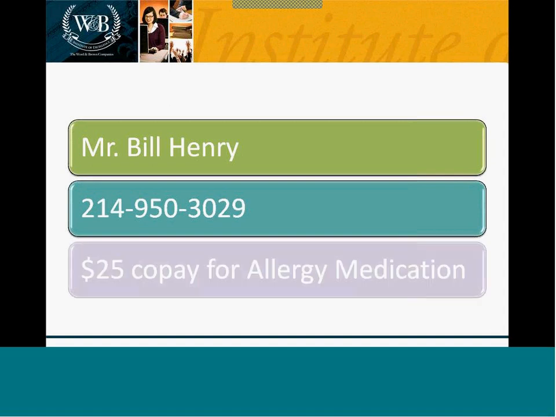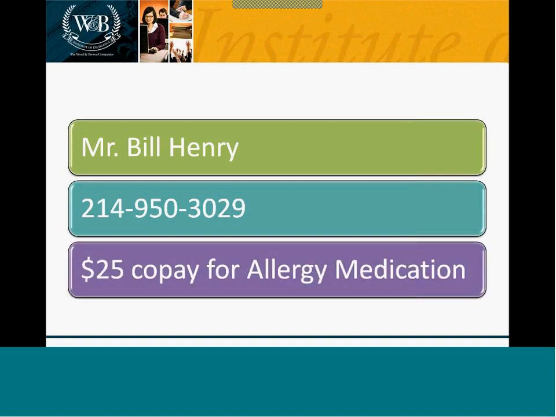I put this next item up there. PHI. Now I've got PHI because I have his name and his phone number, the individual identifiers, and I also know that he pays a $25 copay for an allergy medication. Remember, the definition for protected health information is past, present, or future physical or mental health, purposes of health care, and payment, past or future, for the provisions of health care. This now is protected.